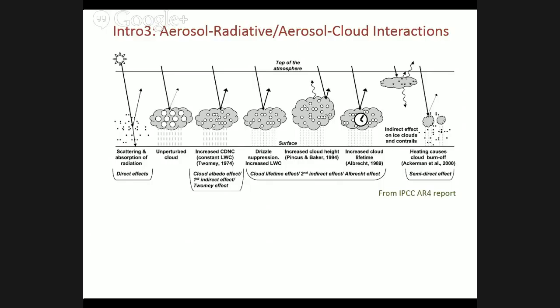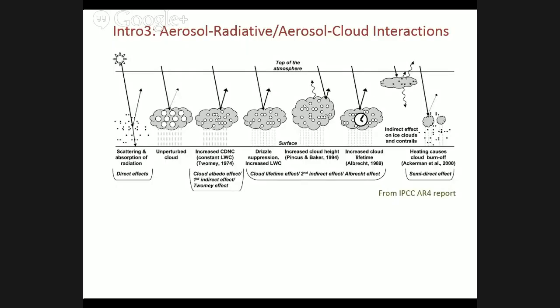Is it mostly black carbon, that absorbing aerosol? What are the absorbing aerosols? Yeah, it's mostly black carbon, and other related carbons. And the scattering aerosols are mostly sulfate aerosols.